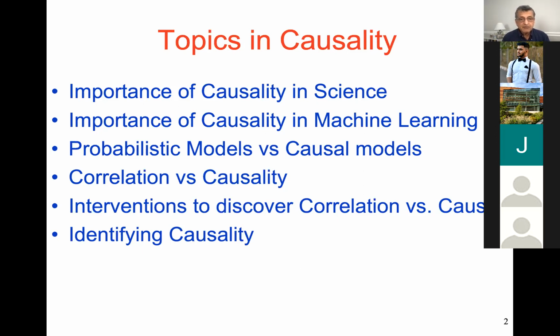All right, so we'll begin with the importance of causality in science. And then we'll talk about the importance of causality in machine learning. And we will make a distinction between probabilistic models and causal models. Probabilistic models may show some directed edges between variables, indicating some kind of correlation that exists between these variables. But how can we make sure that they're causal? And so that involves essentially a discussion of correlation versus causality. We'll look at some examples of that.